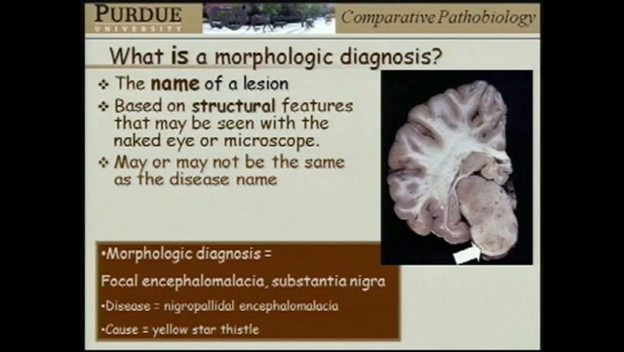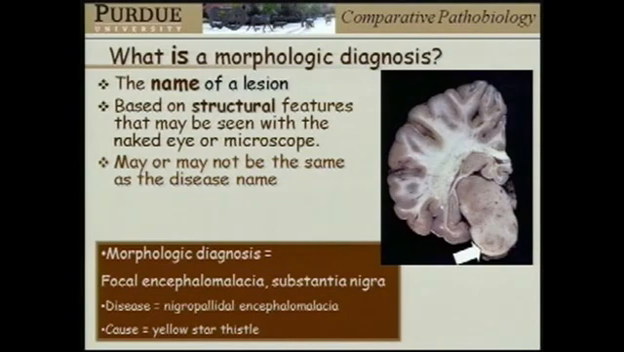So first, what is a morphologic diagnosis? It is simply the name of a lesion. That naming is based on structural features that you can see maybe with the naked eye or maybe with the help of a microscope. The morphologic diagnosis may or may not be the same as the disease name. In the example shown here, the arrow is pointing to a focus of encephalomalacia in the substantia nigra of this brain of a horse. So the morphologic diagnosis, if all you have to look at is this picture, is focal encephalomalacia, substantia nigra.